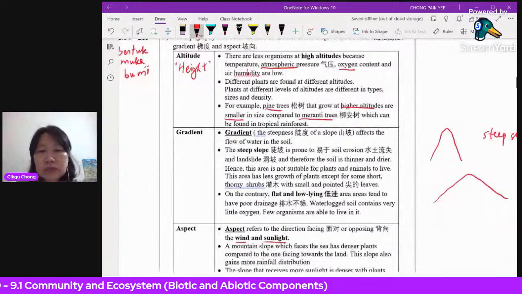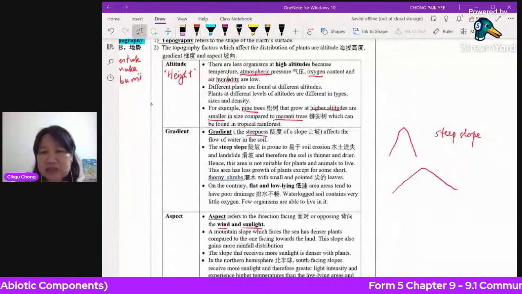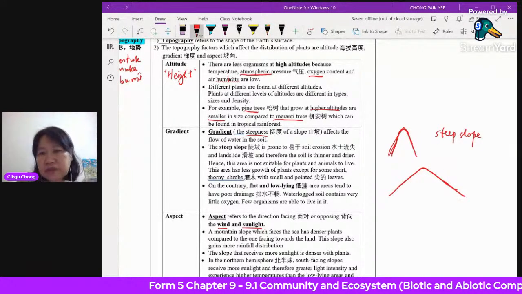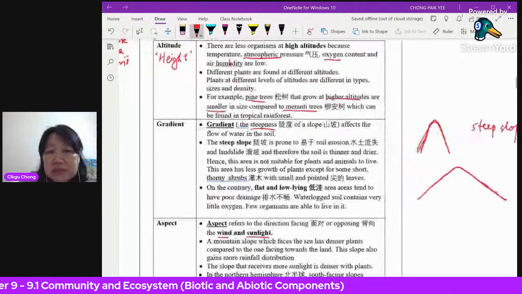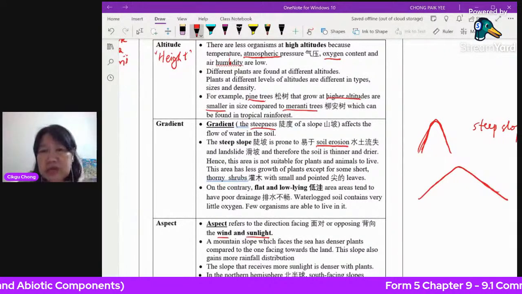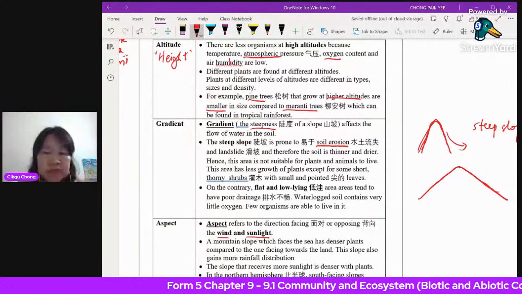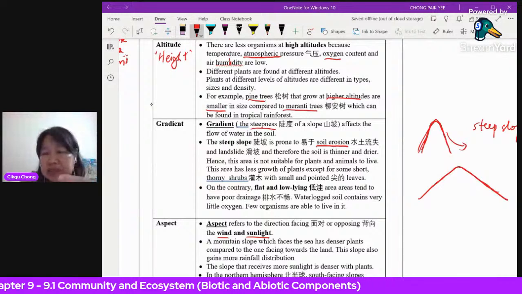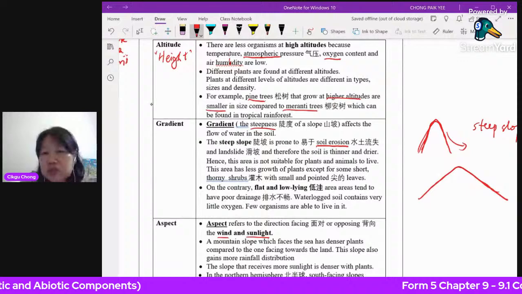The gradient talks about the steepness. How steep is the slope? If you say a slope that's very steep, like you can see, it's very sharp, this is called a steep slope. And this is a not so steep slope. You see the gradient? The gradient is less, okay? The steeper the slope is, the more prone it is to soil erosion. So when the rain comes down, it's easier for the soil to come down and erode. That means you wash away the soil. So the soil will be thinner, and it's not so suitable for plants to stay.